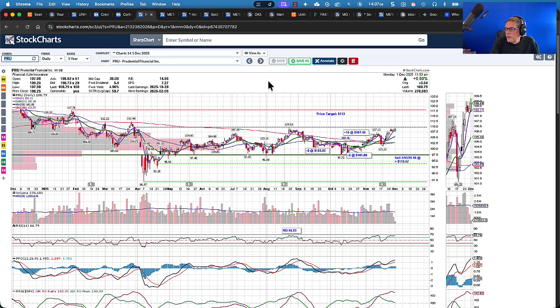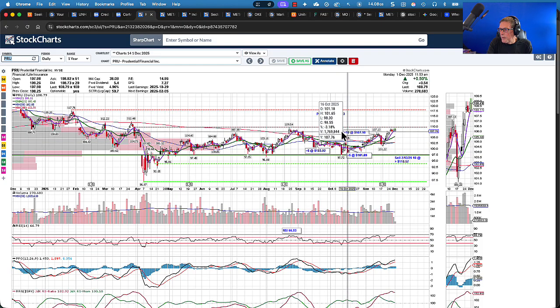We'll take a look at Prudential. They did form a cup and handle here that would give me a target price of about 113 or so over the next month. They are trading above an upward sloping 5-day, 21-day. The 50-day is crossing above the 200-day today, and both of those appear to be rising upward after a 200-day that was declining for quite some time.